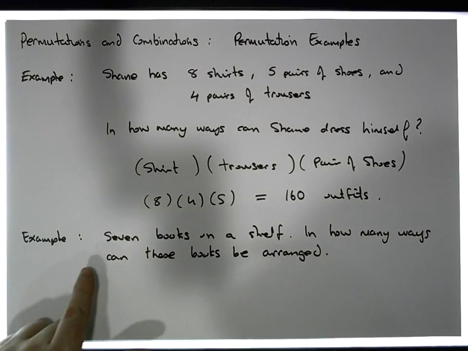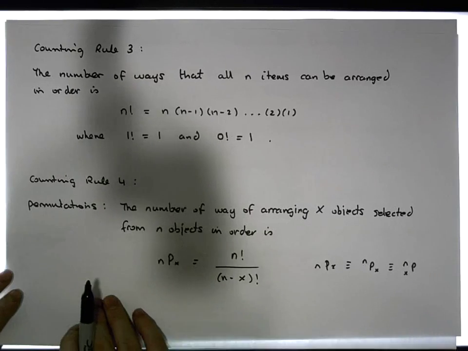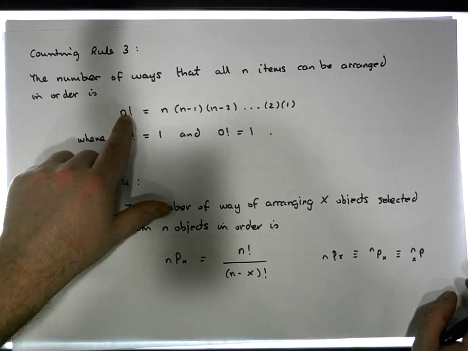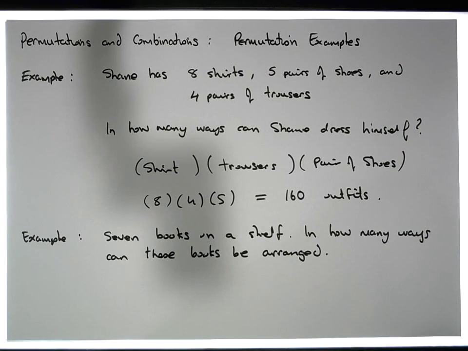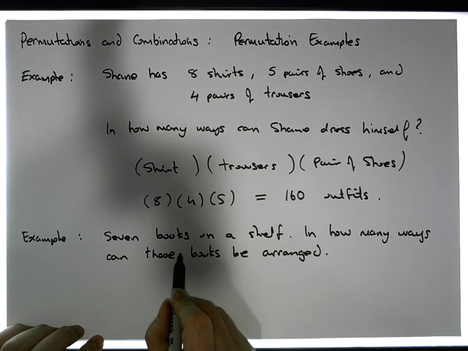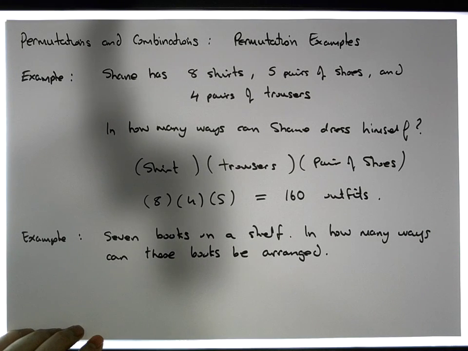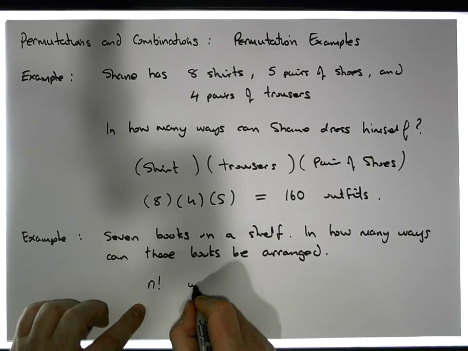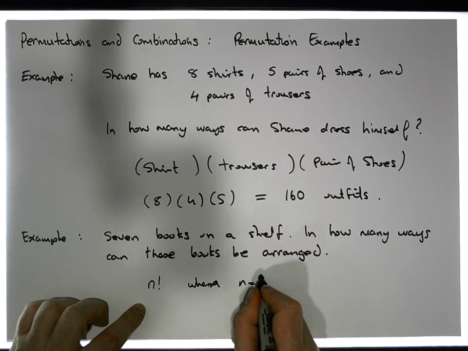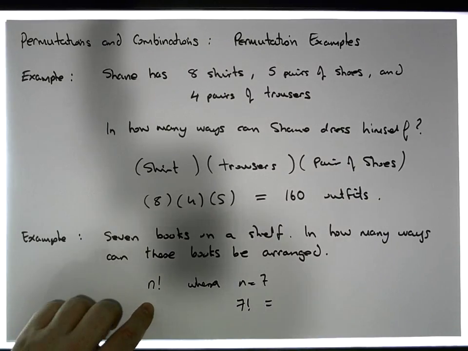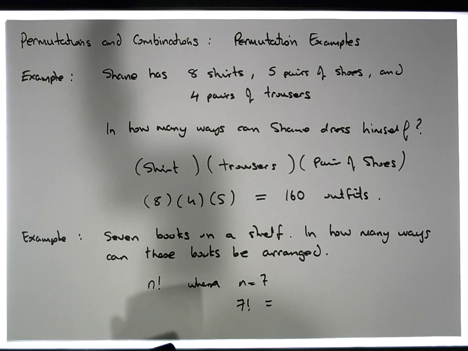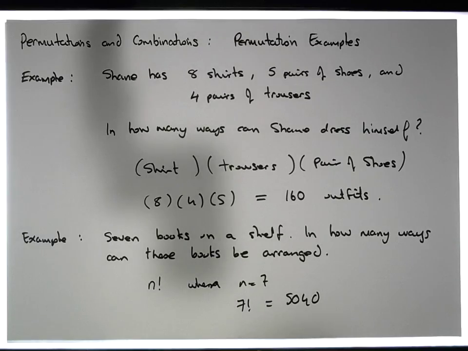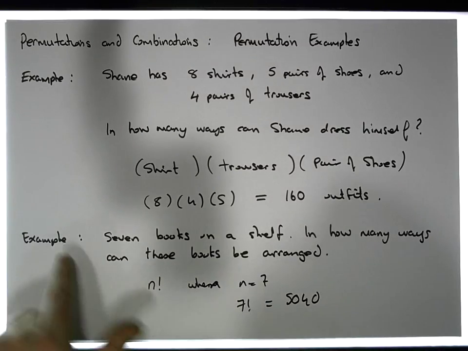So this is counting rule number 3 coming into play here. Don't forget, counting rule number 3 said the number of ways that all n items can be arranged is simply equal to n factorial. That's really important for us here. We have 7 objects, and we want to arrange them all on the shelf, so it's n factorial. When n is equal to 7, we have 7 factorial, which is equal to 5,040. There's 5,040 possible ways to arrange 7 books on a shelf.